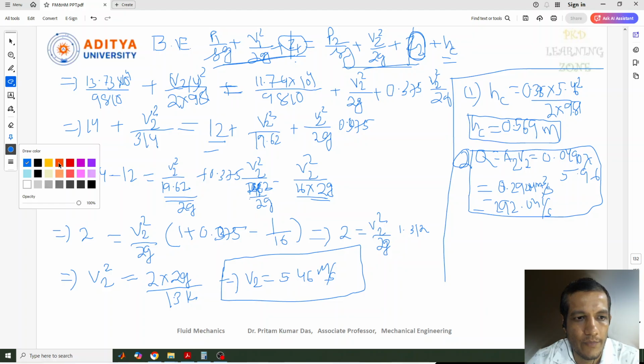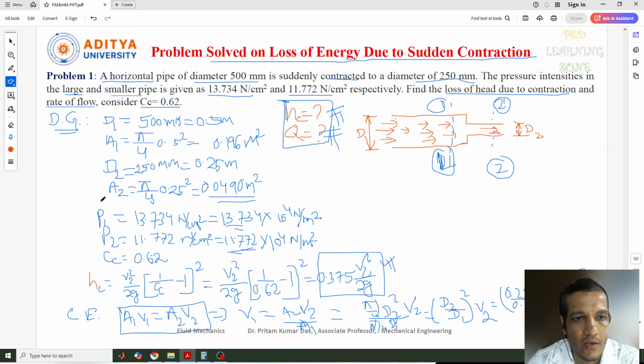So I hope you understand what we have done here. Let me tell you briefly. The question is given for a sudden contraction. That means a pipe flow whose diameter was 500 millimeter is suddenly contracted to a diameter of 250 millimeter. The pressure intensity for the larger pipe, P1, is given as 13.734 Newton per centimeter square, and for the small pipe, P2 is given as 11.772 Newton per centimeter square. We need to find the loss of head due to contraction, that is HC, and we also need to calculate the rate of flow, that is Q.